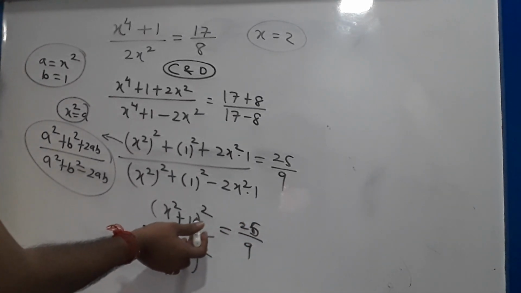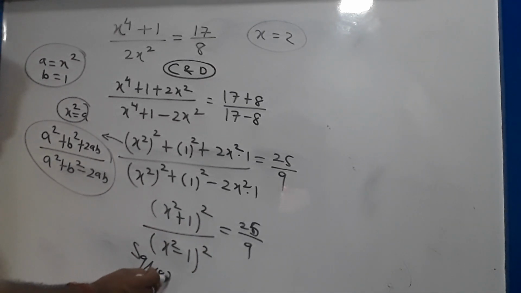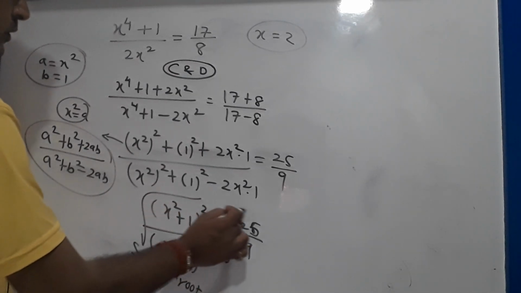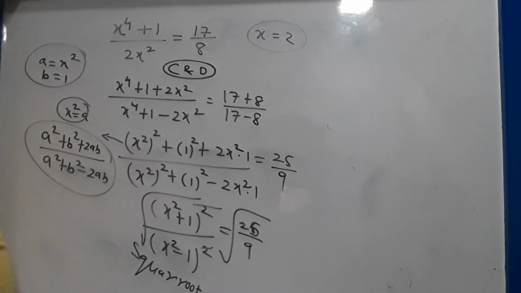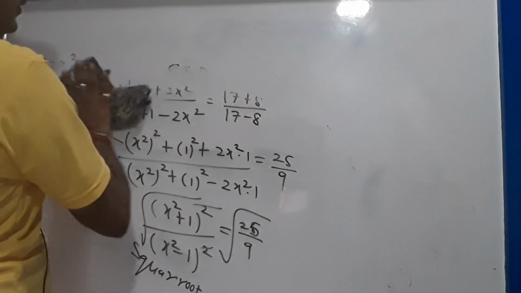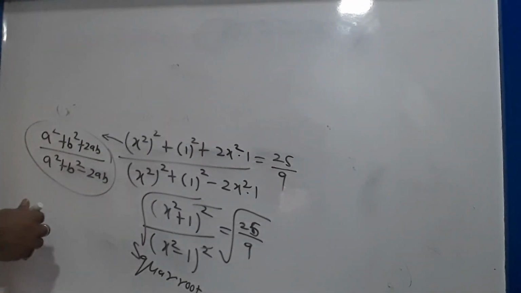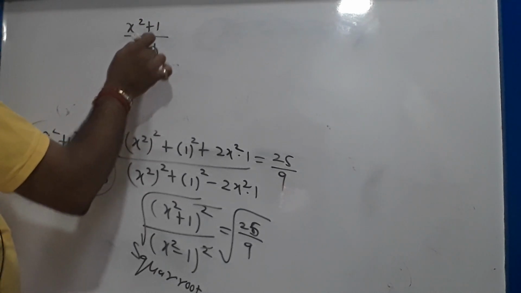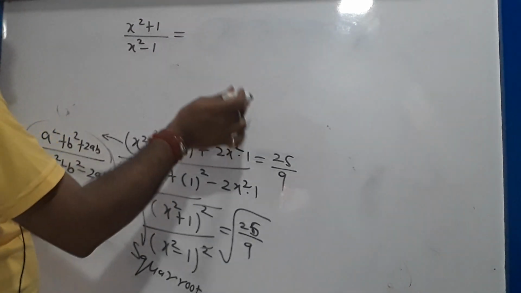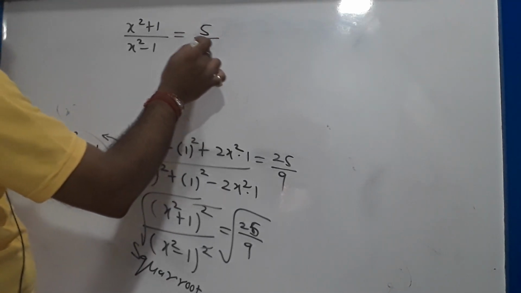So it is square on both the sides. Taking square root on both sides, the 2 will vanish. What you will get? x square plus 1 upon x square minus 1 is equal to square root of 25, which is 5, upon square root of 9, which is 3. Correct?